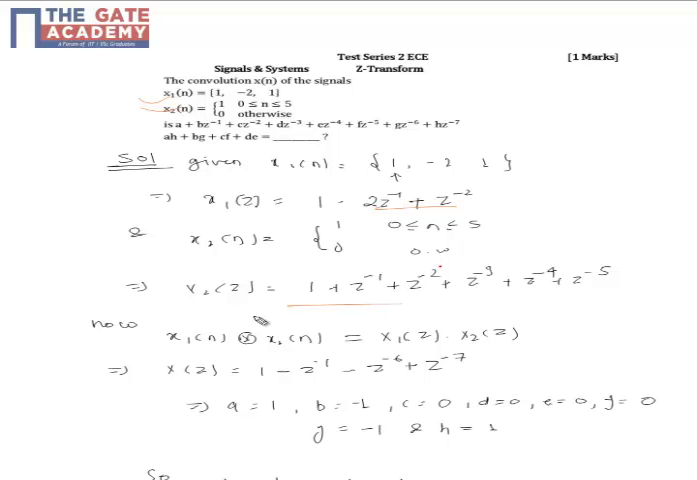Now multiplying X1(z) and X2(z) from the above equations, that is multiplying 1 and 2, we will get X(z) equal to 1 minus z raised to power minus 1 minus z raised to power minus 6 plus z raised to power minus 7.